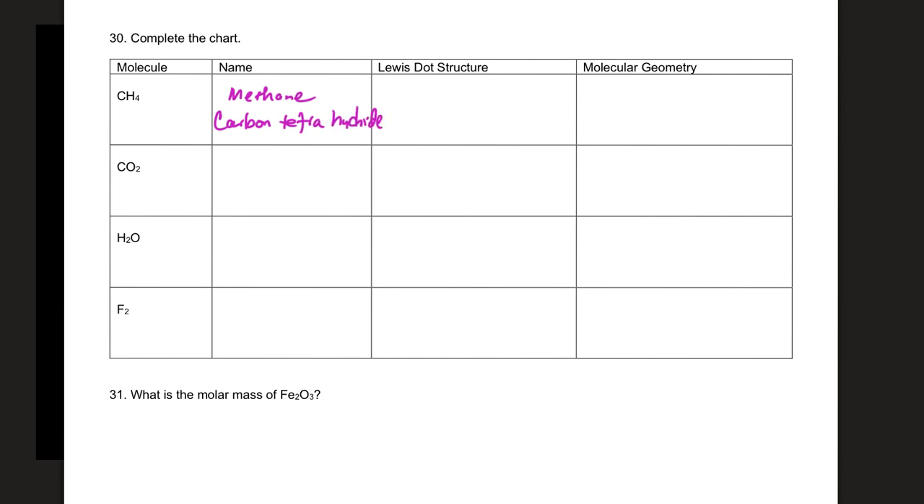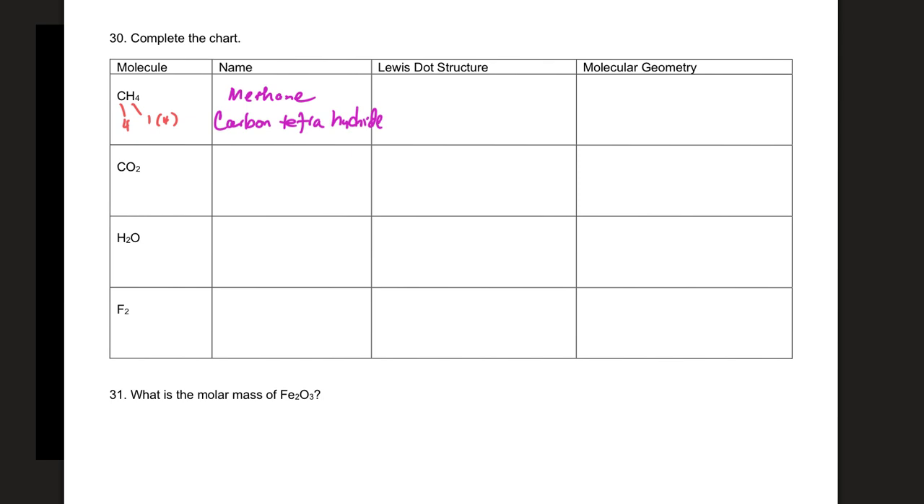The Lewis dot structure for methane here is going to be a carbon as the center atom. So if we look at the Lewis dot, we have to count valence electrons. Carbon is going to have 4 valence electrons here. Each of the hydrogens has 1, and there's 4 of them. If we take the total count here, that'll give us a total of 8 valence electrons.